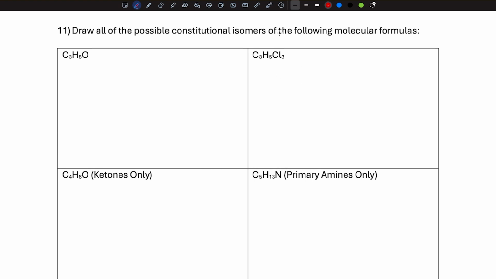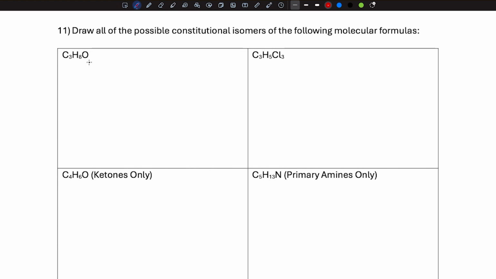Now, in question 11, I did want to include some questions using some concepts that we talk about in the future. So if you haven't yet been able to study or watch my videos on the functional groups, do not do the next 2. We're only going to do the first 2. Don't do the ones that are labeled ketones only and primary amines. You can skip forward. I'm going to talk about these problems assuming that you already know what a ketone and primary amine is. And so for the first one, we're given this formula, C3H8O.